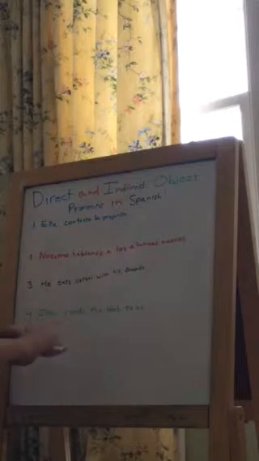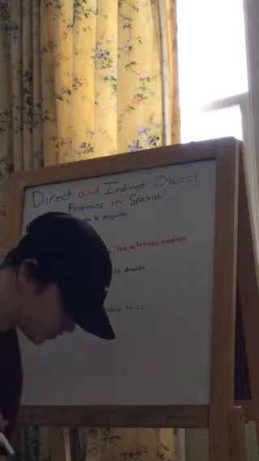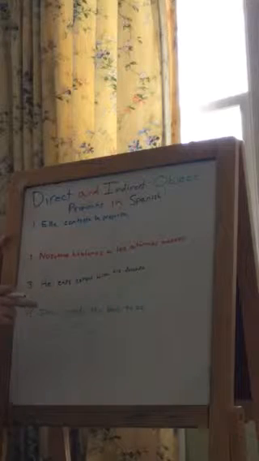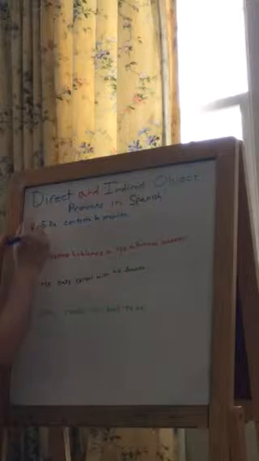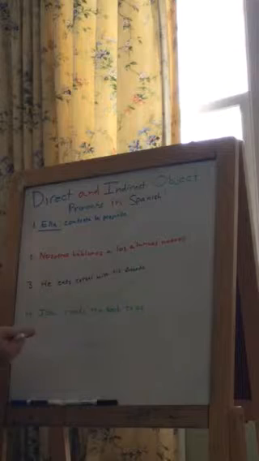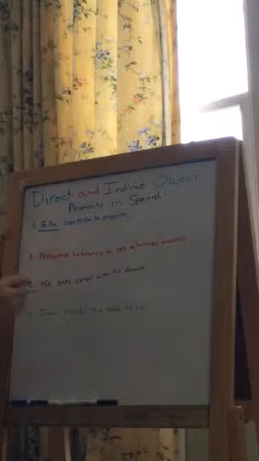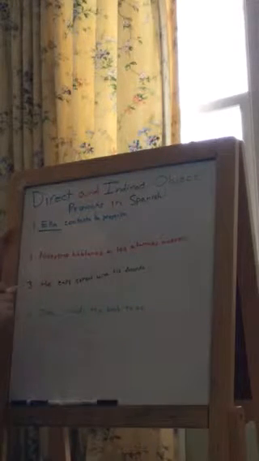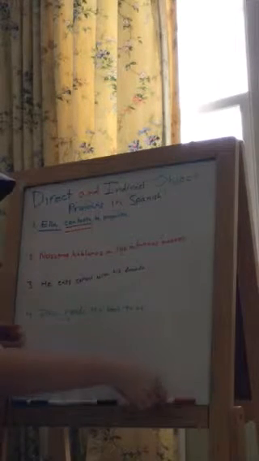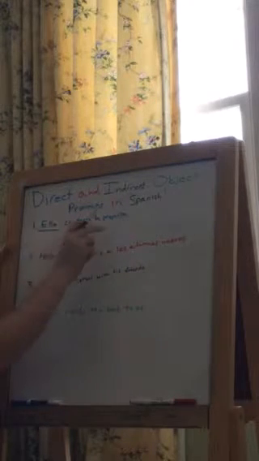So first of all, we want to underline the subject with the blue marker. So, ella contesta la pregunta. Ella would be the subject, so we'll underline that once. We'll put this marker aside, and we'll move on to the red. The red is what we're going to be using to underline the verb. So, contesta would be the verb, so we'll underline this twice. And then, finally, we're going to put a box around the direct object, which would be pregunta in this sentence.